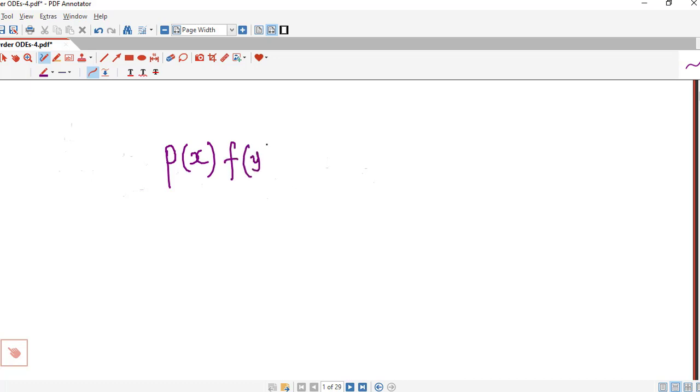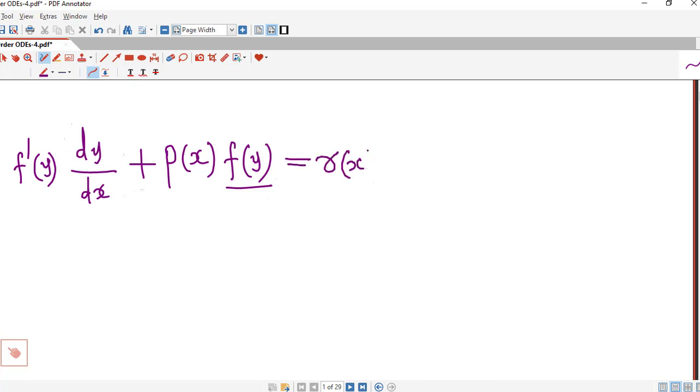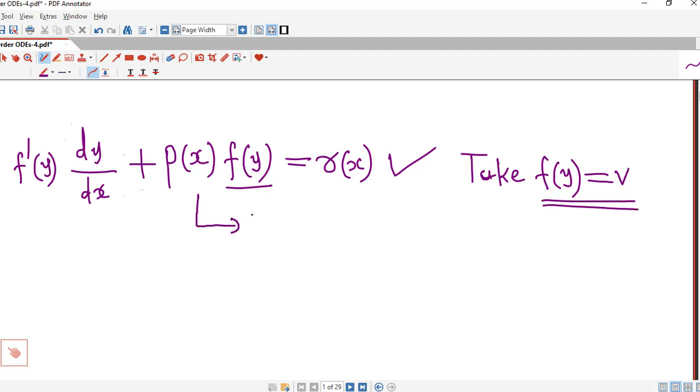with p(x) times a function of y, and with dy by dx times the derivative of this function, equal to some function of x. In the previous lecture we have seen that if our differential equation is in this form, then it can be converted into a linear differential equation by transforming the dependent variable from y to v by this substitution, f of y equal to v. Now in this equation y is the dependent variable and x is the independent variable.